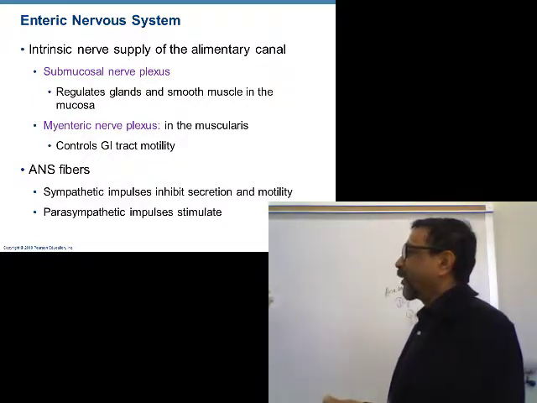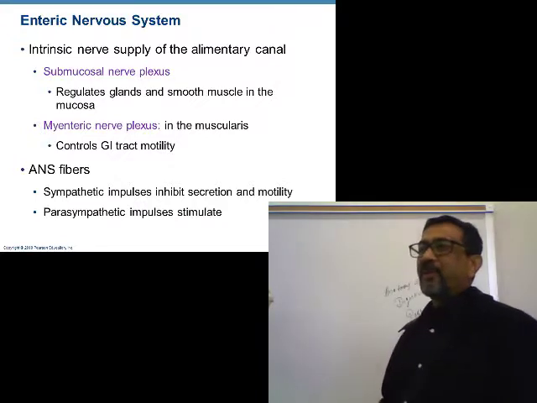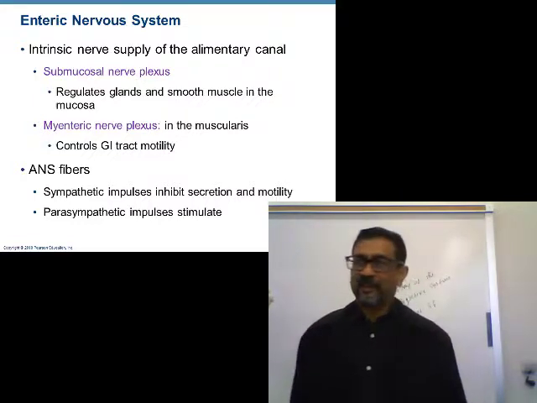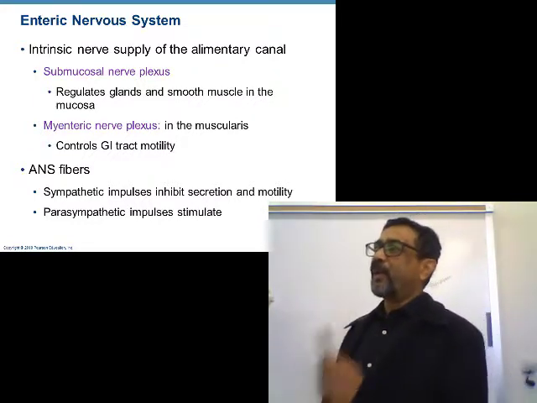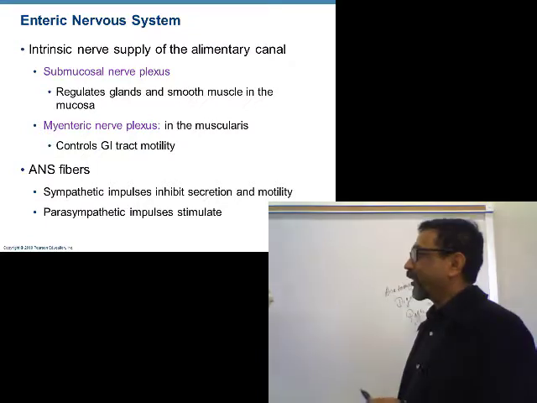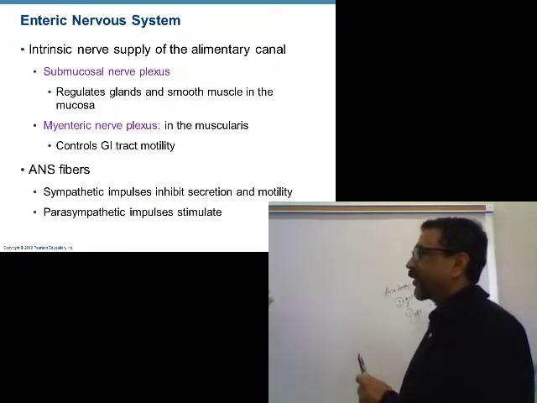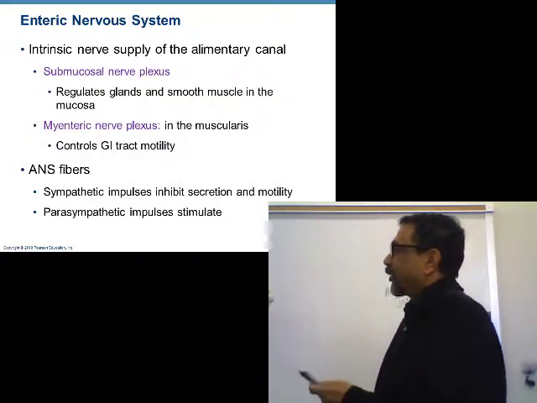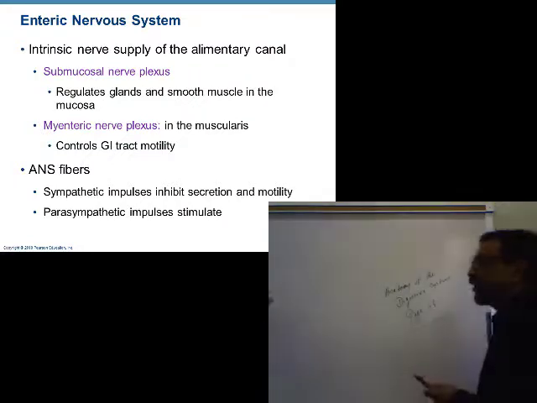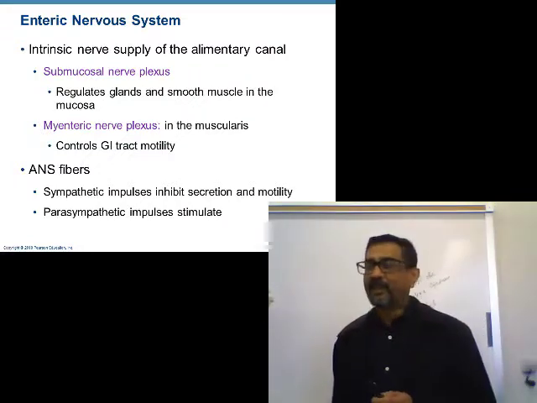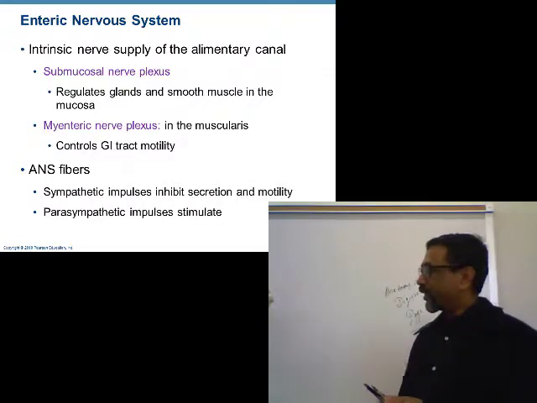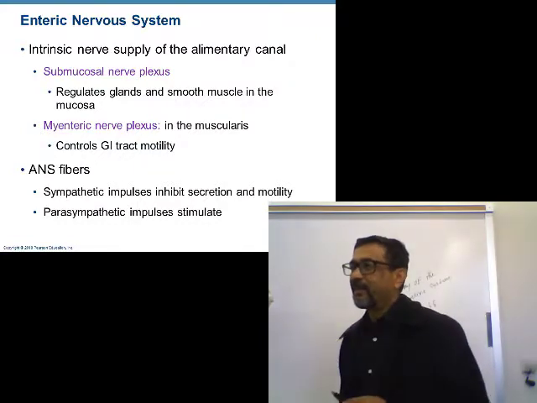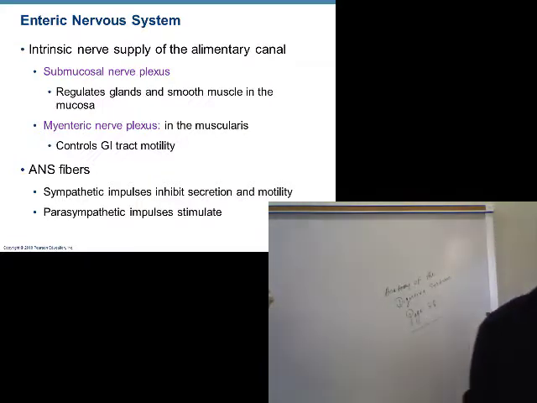Both sympathetic and parasympathetic divisions of autonomic nervous system are present in the GI tract. So GI tract also has autonomic nervous system fibers or autonomic nerve fibers, sympathetic and parasympathetic. Just know the functions. Sympathetic stimulation inhibits the secretion and motility. Parasympathetic stimulation increases the secretion and motility. So opposite action.